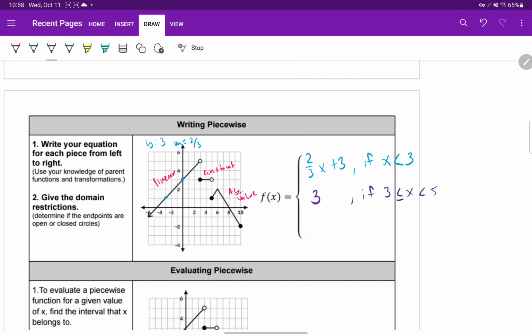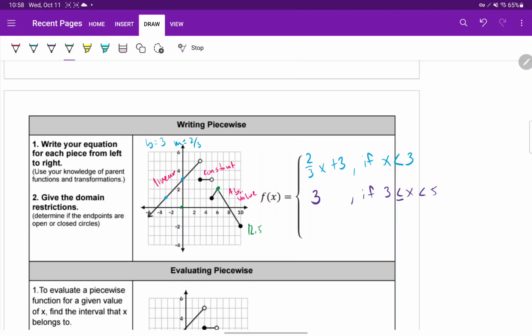Now for the absolute value here, you do have to recall your transformations. So here, my transformations. So we know the original dot, this dot here, is supposed to be at the origin. So we know it went right 5.